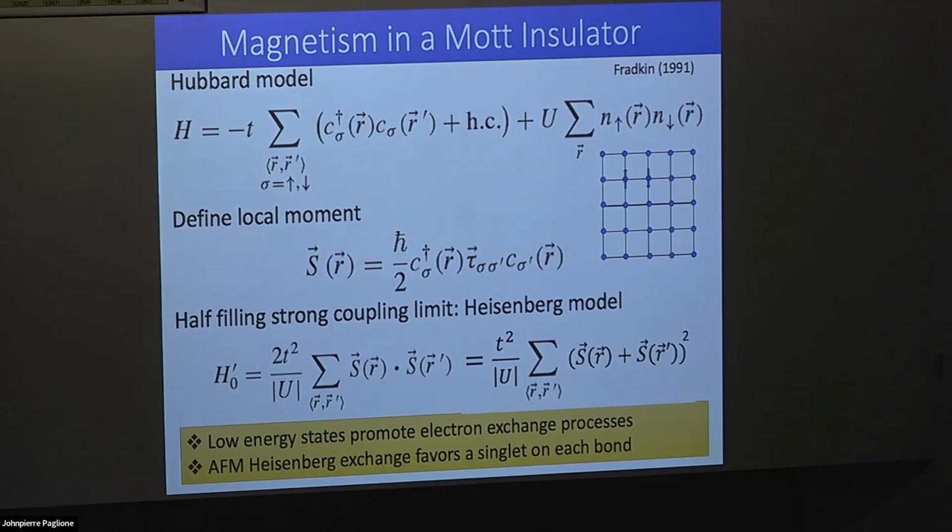This would be a vector of Pauli matrices. That is going to form the spin of this quantum group.